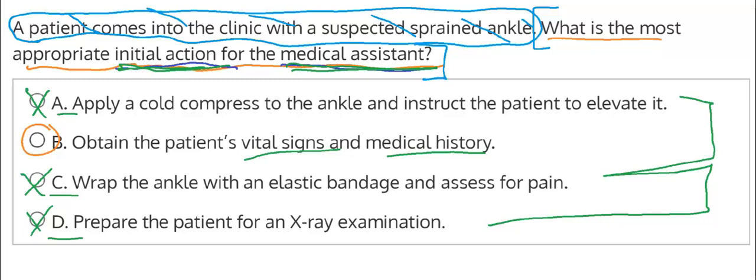So going back to how we started this question, where we crossed out the beginning part and just looked at the question as, what is the most appropriate initial action for a medical assistant? If that was the question alone, you would know right away that option B, obtain the patient's vital signs and medical history, is the correct choice for this question.